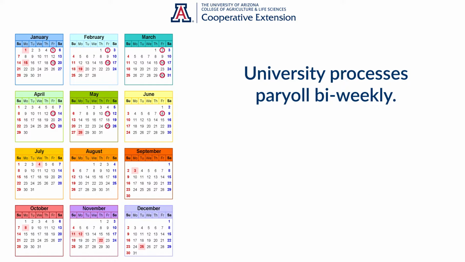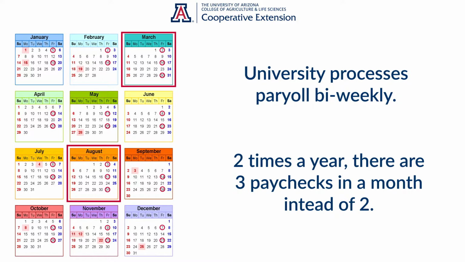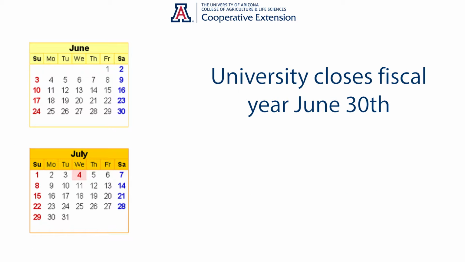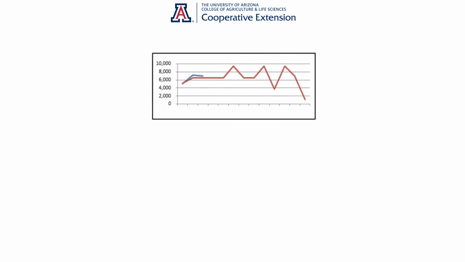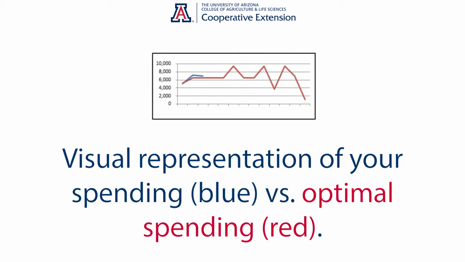The numbers will not be completely equal due to payroll being processed differently in certain months. Since the university processes payroll on a bi-weekly basis, there are 3 payrolls in a month instead of 2, twice a year, accounting for the larger number in some months. When the university closes out their fiscal year on June 30th, some days from June will not be paid out until July, but they'll be expensed for June. This accounts for the larger number you'll see in June and the smaller number in July. These payroll anomalies are what causes the spikes in the graph on the right, which is a visual representation of the comparison between actual and optimal spending.